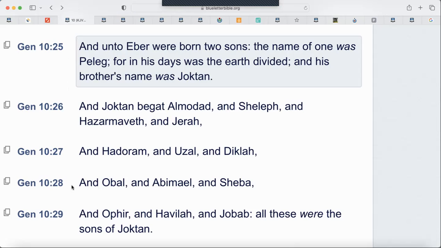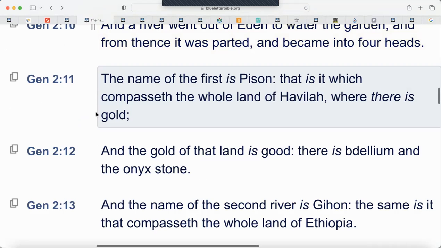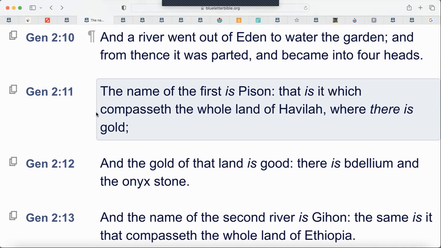When you scroll down to verse 29, it reads, "And Ophir, and Havilah, and Jobab, all these were the sons of Joktan." Pay close attention to Ophir and Havilah. They're brothers. Going back, let's reread Genesis chapter 2, verse 10. And it states, "And a river went out of Eden to water the garden, and from thence it was parted and became into four heads."